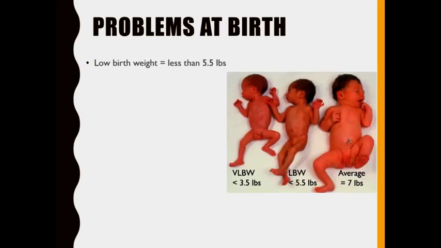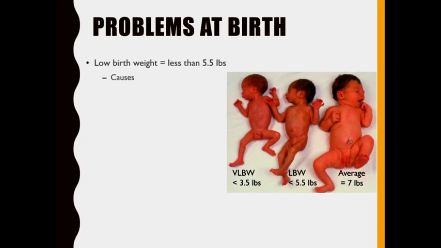Now, another problem at birth is birth size. I just got done talking about how we don't want you too big, but definitely don't want you too small. So here are 3 babies. On the right-hand side is an average size 7-pound newborn baby who looks gigantic, right, compared to the other 2. But these are babies who are low birth weight in the middle. That means that the baby is less than 5.5 pounds, but more than 3.5 pounds. 3.5 pounds is the cutoff for the very low birth weight baby.